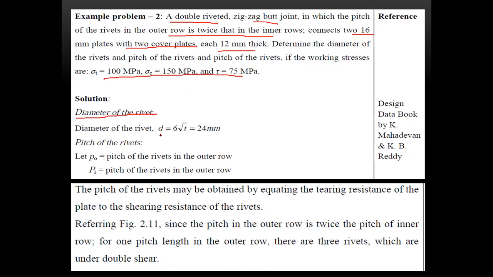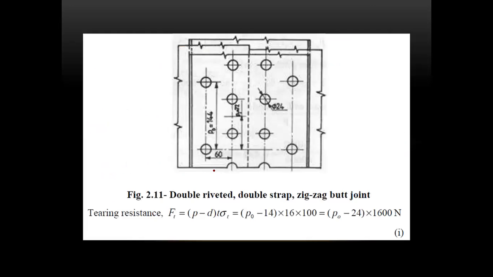Diameter from the formula d = 6√t, that is 24 mm. Next I'm going to call it pitch of the rivets. So Po is equal to pitch of the rivets in the outer row, Pi is equal to pitch of the rivets in the inner row. This is the inner row, not outer. So with this, what is the formula you are getting?